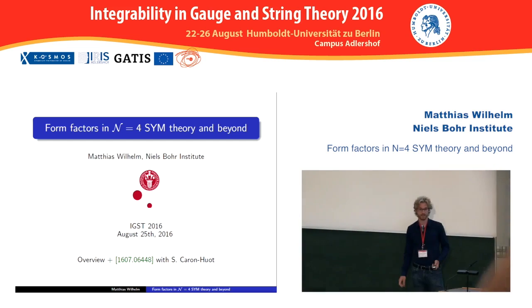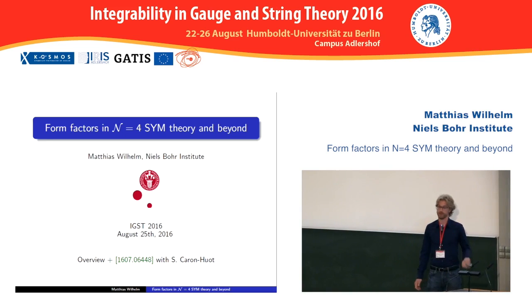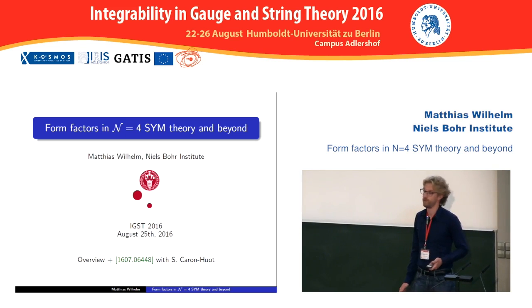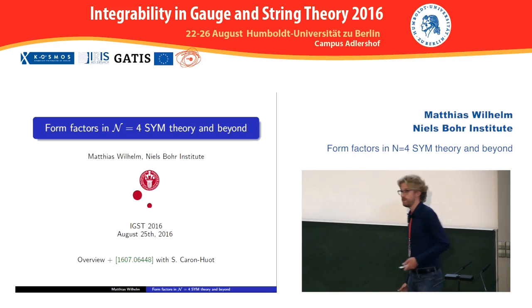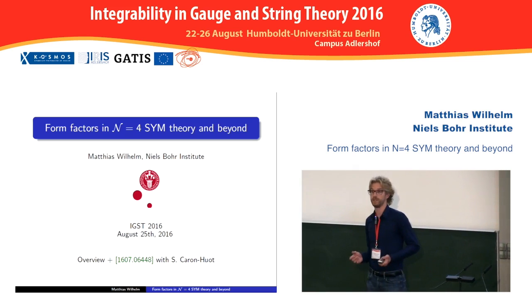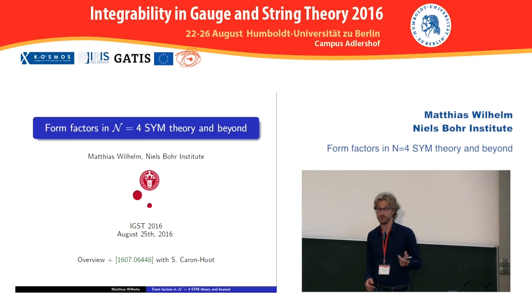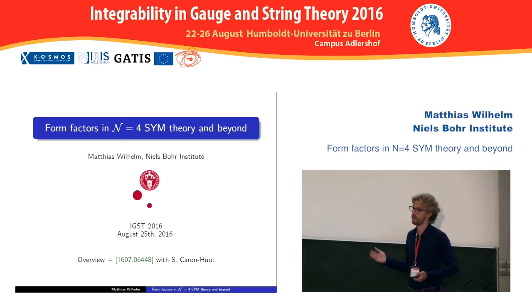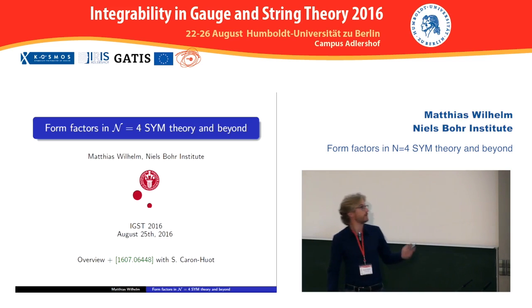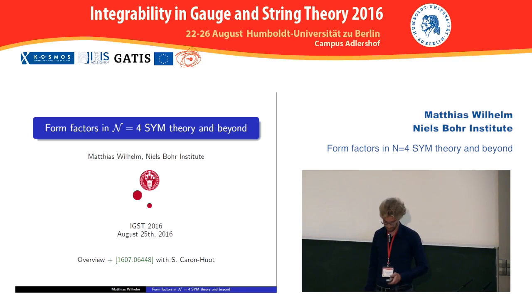As my title suggests, I'm first going to give you an overview about form factors in N=4 Super Yang-Mills theory, reviewing some recent developments during the last 2 years, as well as mentioning ongoing work. I'm then going to talk about a curious connection between the dilatation operator and the scattering matrix, which is valid in any theory. This latter statement is based on some joint work with Simon Caron-Huot, which appeared last month on the archive.